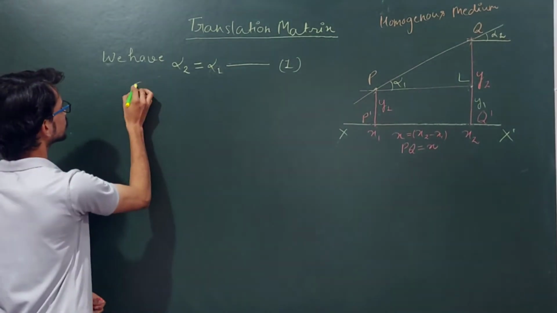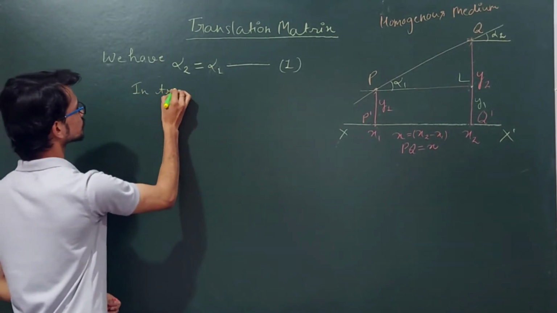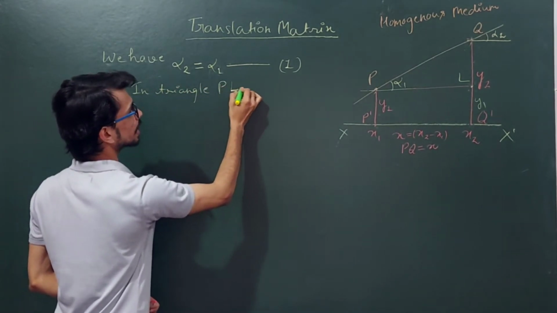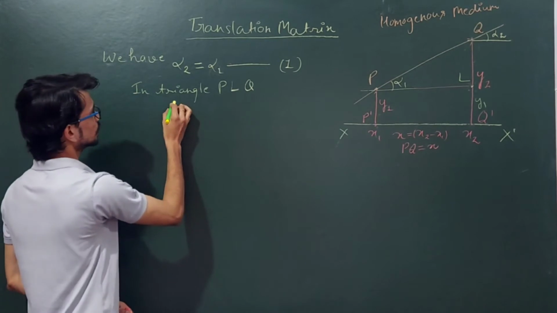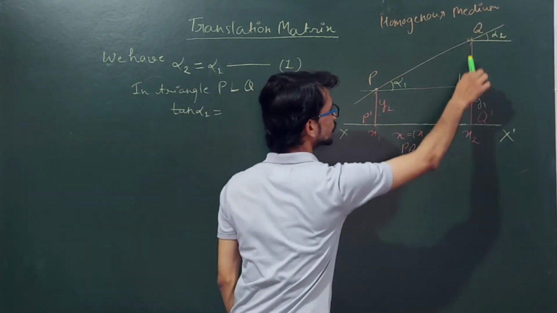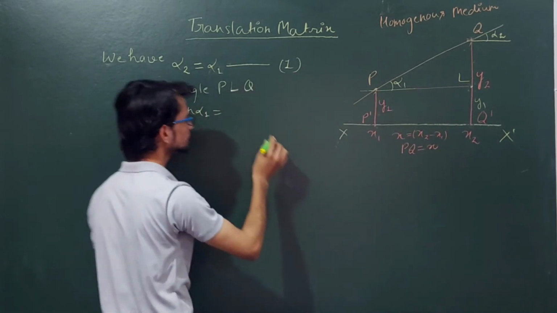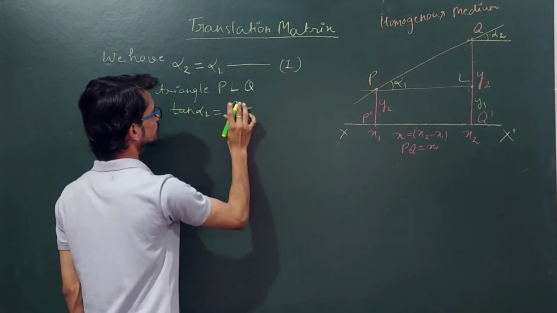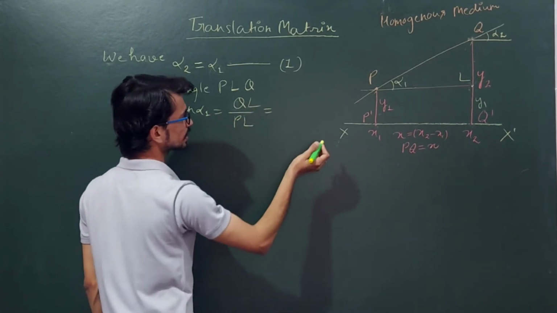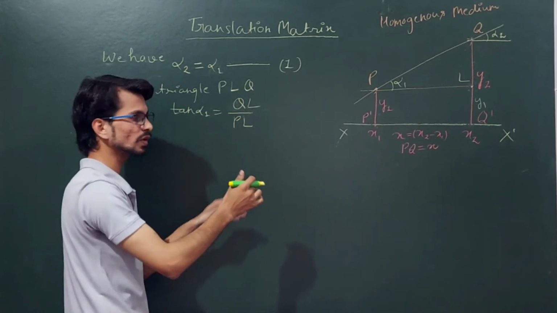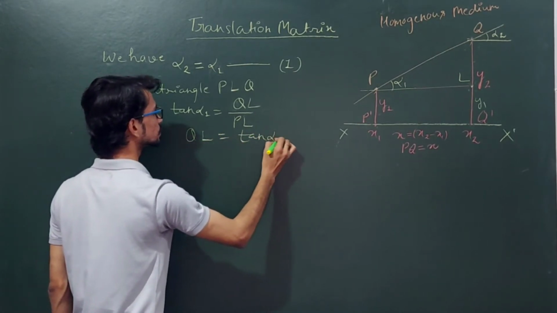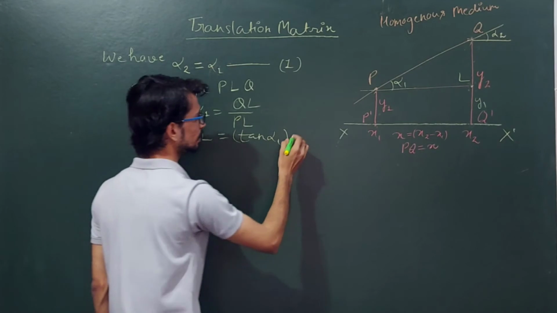So in triangle PLQ, tan alpha 1 will be QL divided by PL. So QL divided by PL, and I have to find the value of QL. So QL will be tan alpha 1 into PL.